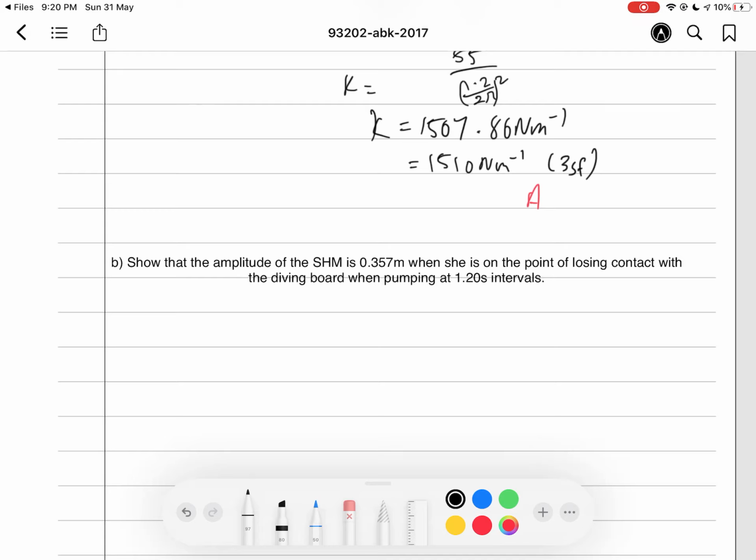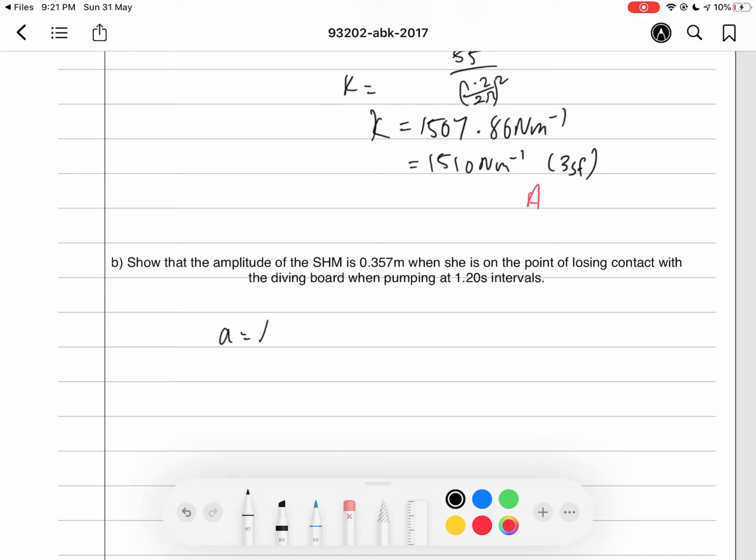a net acceleration upwards, and that means that when she is traveling upwards, she will lose contact with the diving board. Even if it's slightly above 9.8, she will still have that unbalanced net acceleration, and that's going to lead her to lose contact with the springing board. So to ensure she doesn't lose contact, her maximum acceleration must be equal to or less than 9.8 meters per second squared.